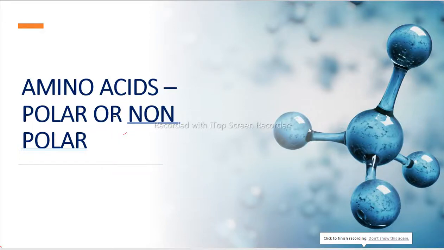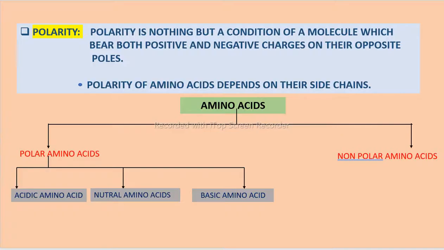Today we're going to talk about polar and non-polar amino acids. Amino acids, on the basis of the charges on their side chains, are divided into two types, polar and non-polar amino acids. First, we need to know what polarity is. Polarity is a condition of a molecule which bears both positive and negative charges on opposite poles. So, if a molecule is polar, that means it has both positive and negative charges. And the phenomenon is called polarity.